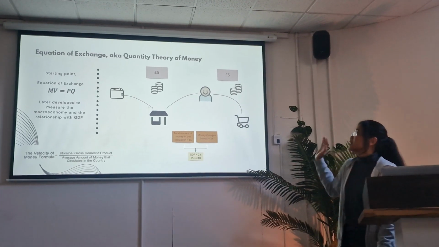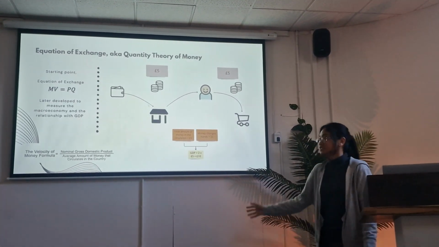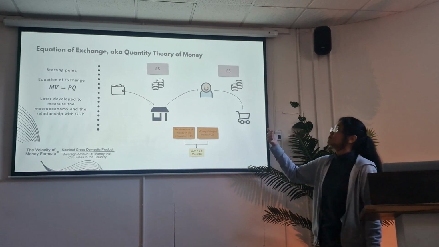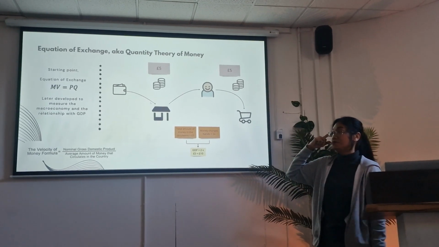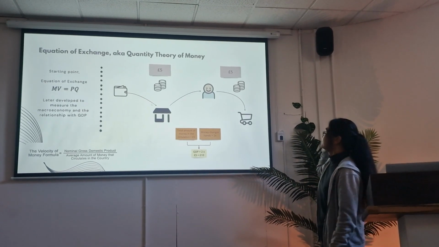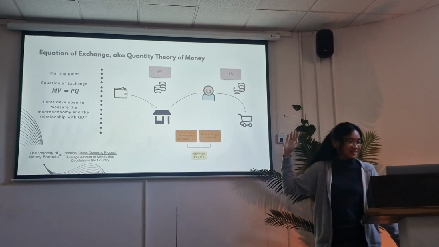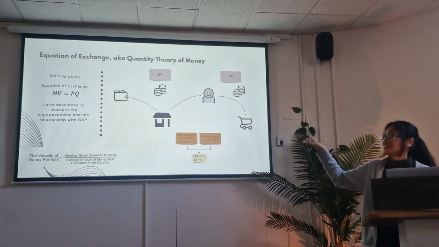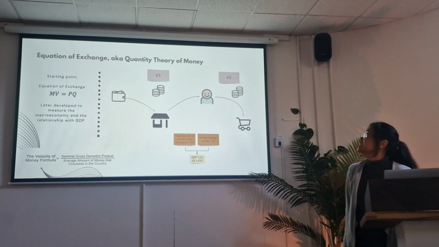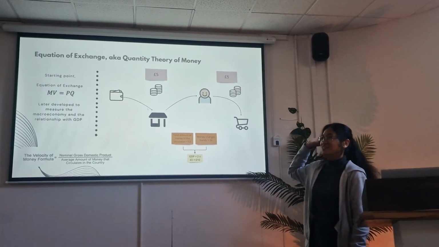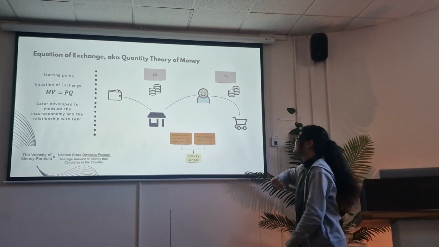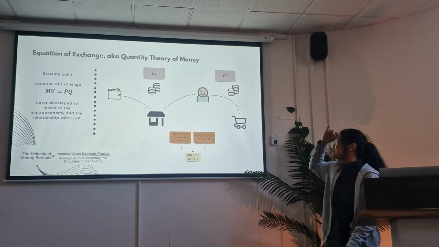As the starting point, the equation of exchange is the equation M times V is equal to P times Q. Okay, I didn't put down the notation on this slide, but on that slide. If you don't like the mathematical equation, we can just focus on the diagram here.